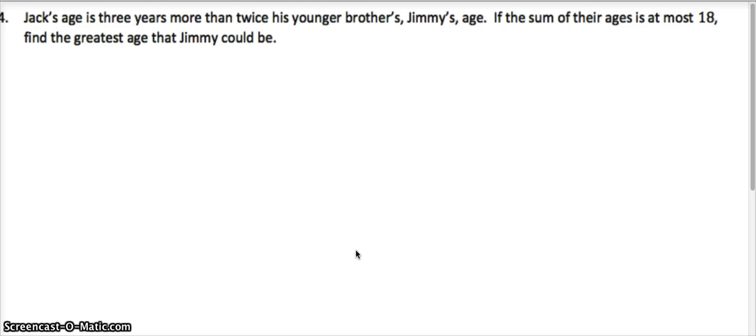Jack is 3 years more than twice his younger brother Jimmy's age. If the sum of their ages is at most 18, find the greatest age that Jimmy could be.